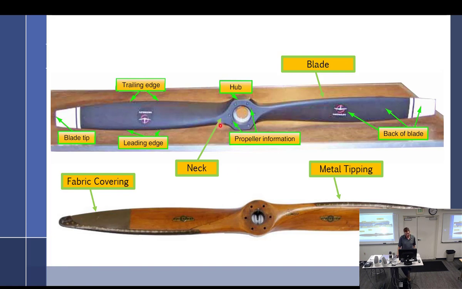The hub. On a fixed pitch prop, this is the hub. On a constant speed or ground adjustable, the hub is something that you can actually separate from the blades. So the blades can actually be interchanged. You can take off a blade, install a blade, rebuild the hub, change the hub, keep the old blades, so it's interchangeable. So there's our hub.